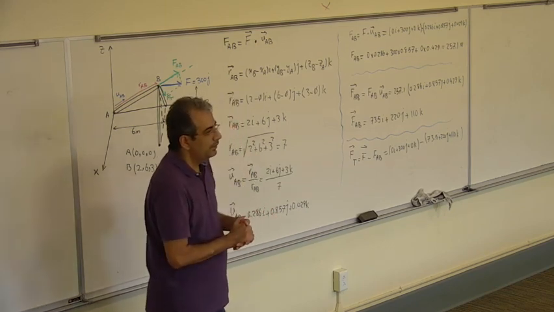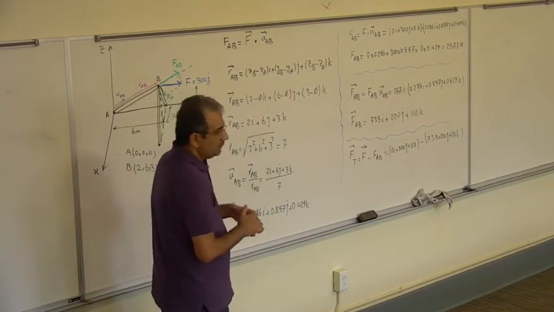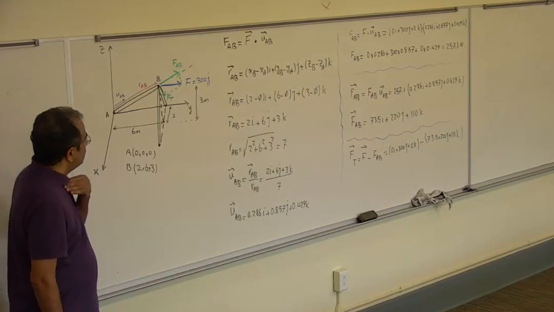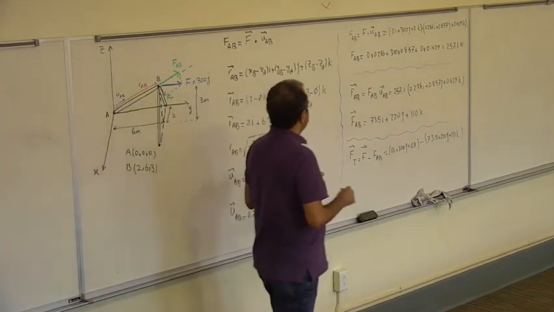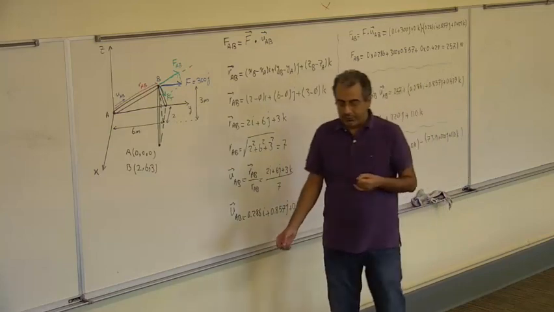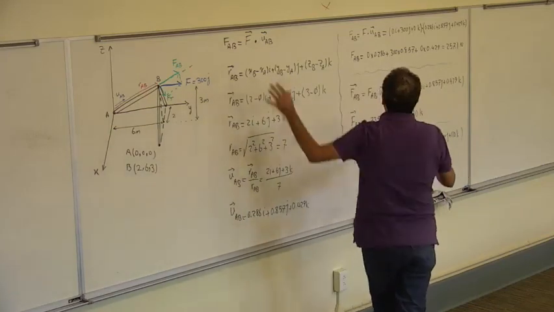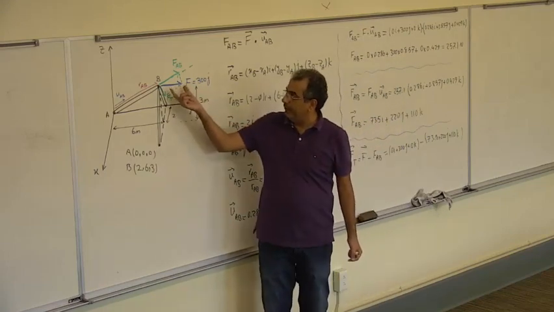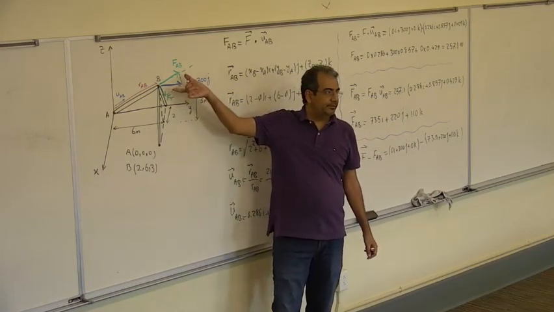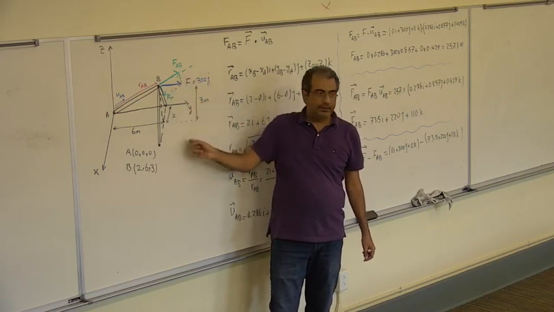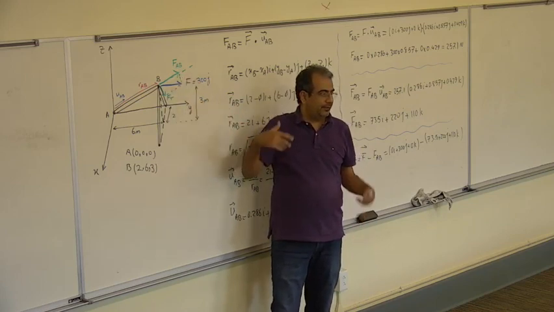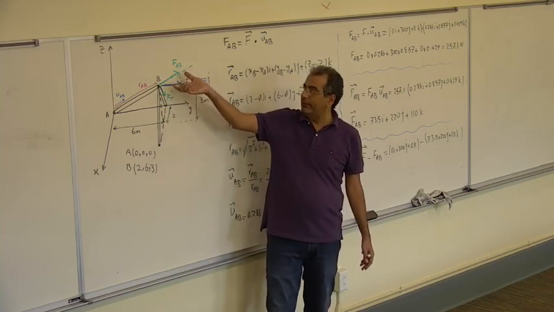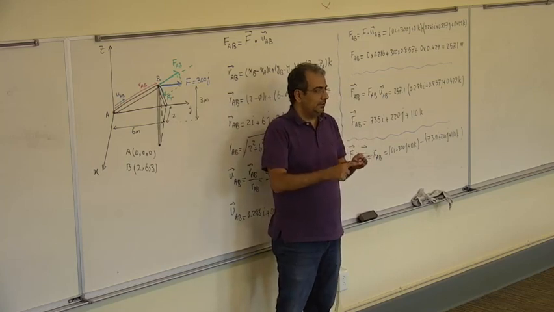Question? So let me go over that very quickly. What I did is that I want to find the vector. So if this is the F, I want to find the FAB. I have an F, and I want to find the FAB.